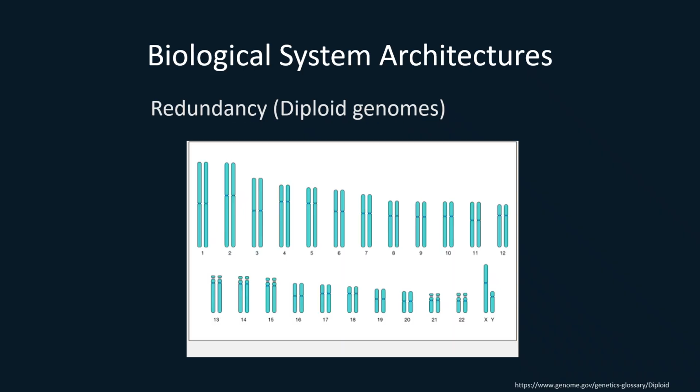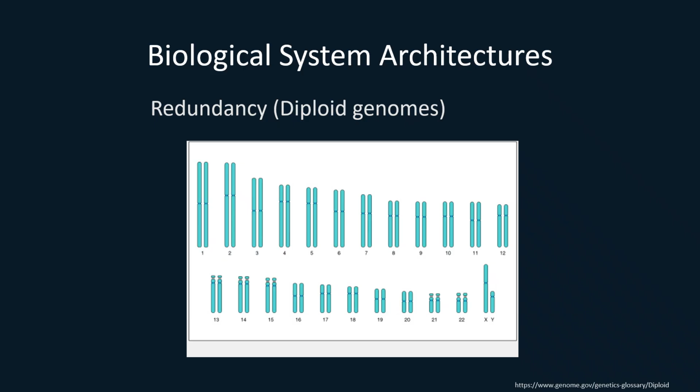Next, let's discuss redundancy. Just like you have backups for critical data, our genomes are deployed with backups. This means we carry two copies of most genes so that single failures are often tolerated.